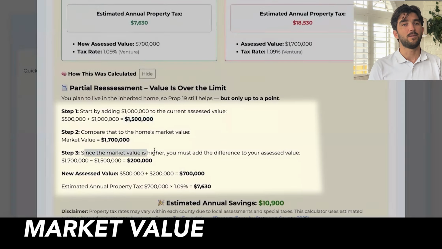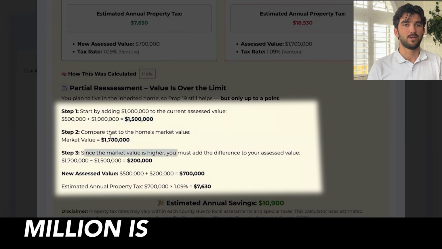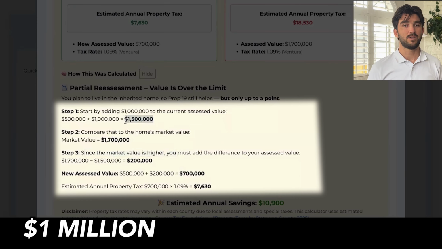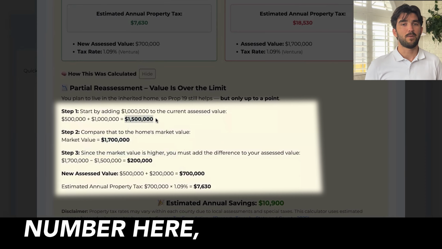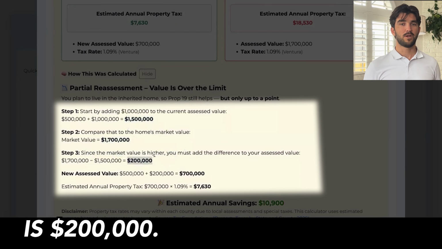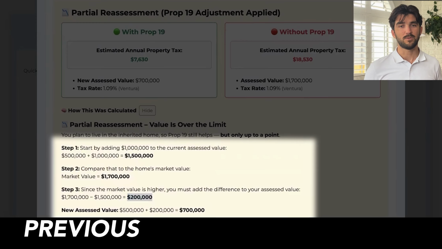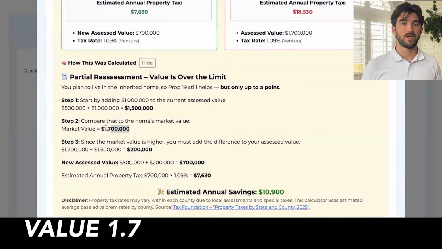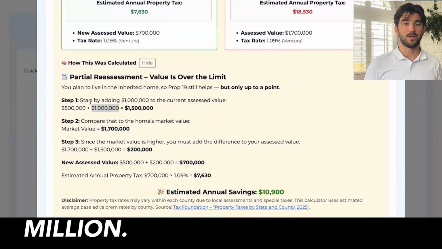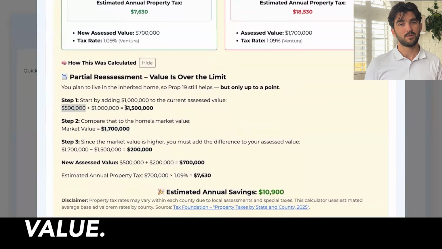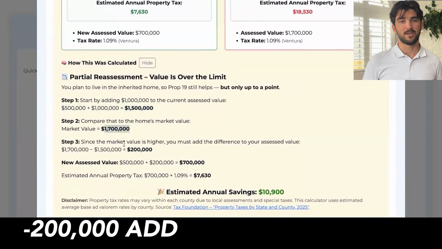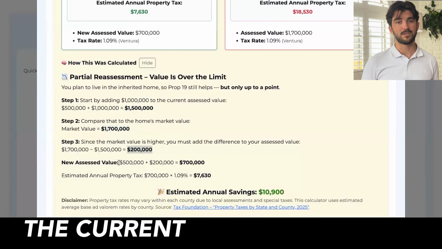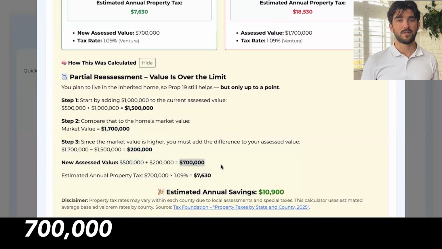In this case, since the market value of $1.7 million is higher than this $1 million plus the assessed value, we'll take the difference between the market value and that number here, which is $200,000, and we'll add that to the previous assessed value. So market value 1.7, then we take 1 million, add it to the current assessed value, we get 1.5. This is greater than this figure. So this minus this, 200,000, add this to the current assessed value, you get 700,000 as the new assessed value.